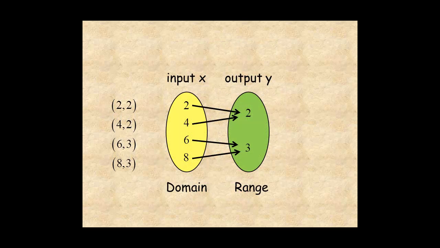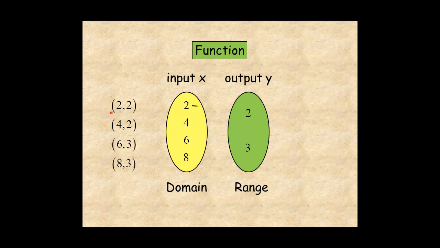This relation is also a function, but it can be a little confusing because two elements in the domain map to one element in the range. It's still a function, however, because 2 maps only to 2, and 4 maps only to 2. That they both map to the same element doesn't matter.